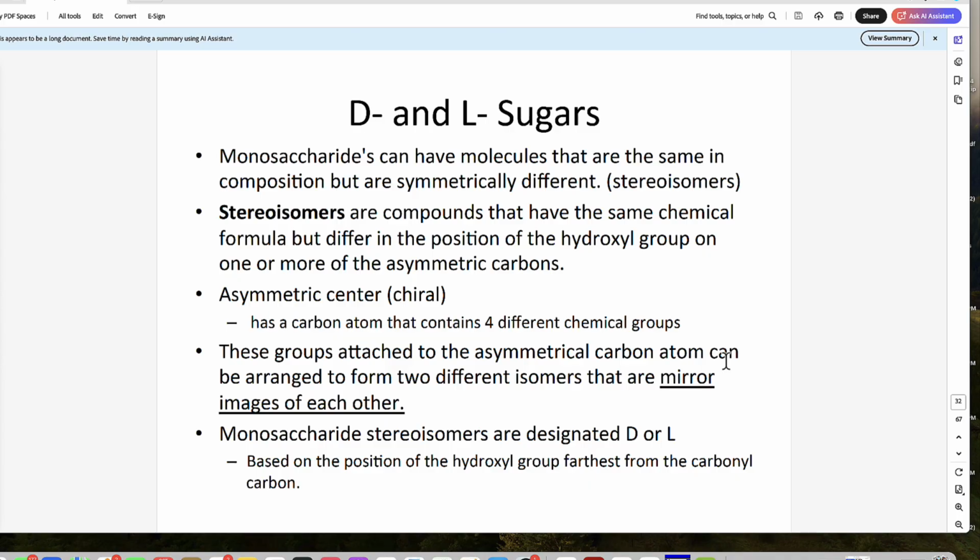So what are stereoisomers? Stereoisomers are compounds that have the same chemical formula, but they differ in position of the hydroxyl groups, and so it causes them to be asymmetric in their carbon backbone. Okay, so they have an asymmetric central or chiral carbon. These groups attach to the asymmetrical carbon atom, and they can be arranged in 2 different forms, almost like mirror images of each other. When you have monosaccharide stereoisomers, they are designated as either D or L, and that again is based off the position of the hydroxyl group farthest from the carbonyl carbon.